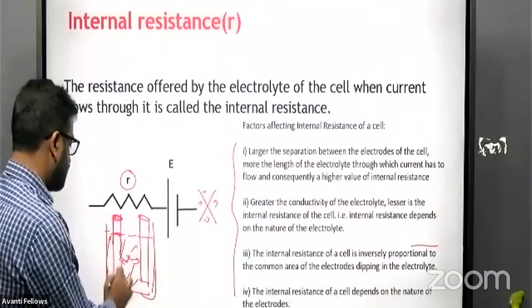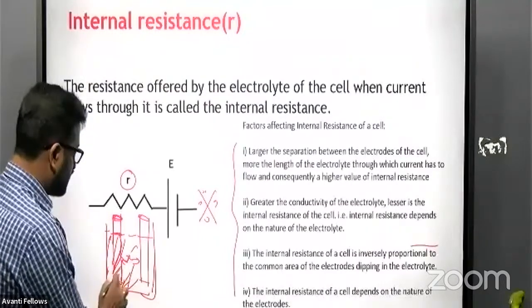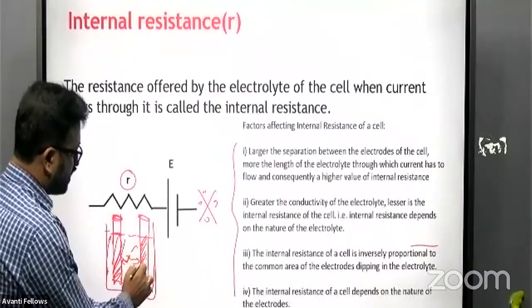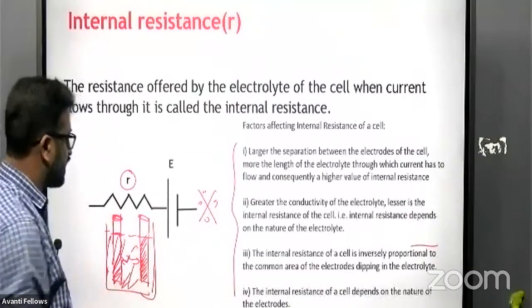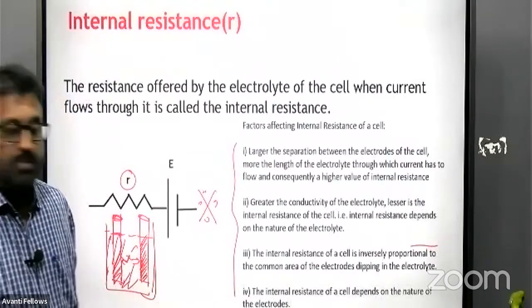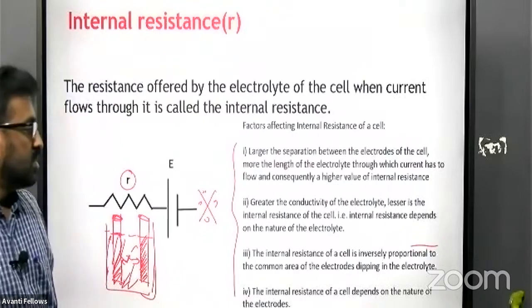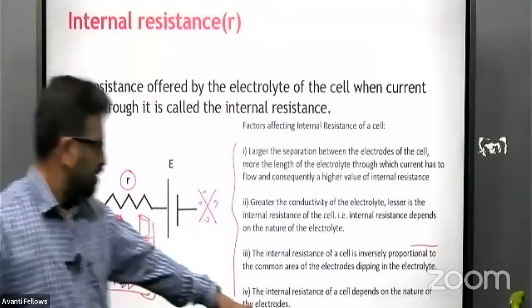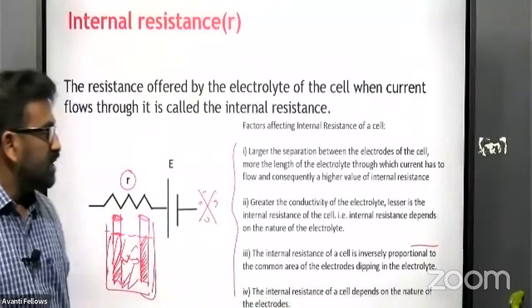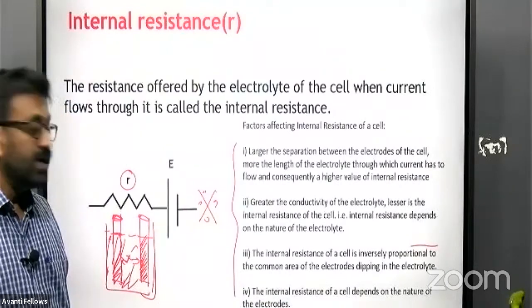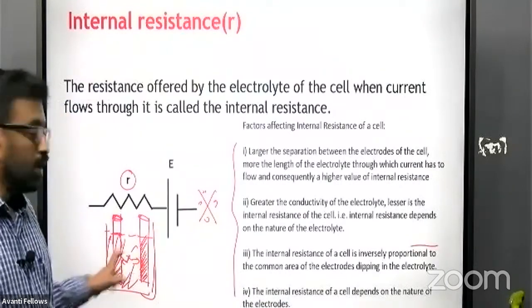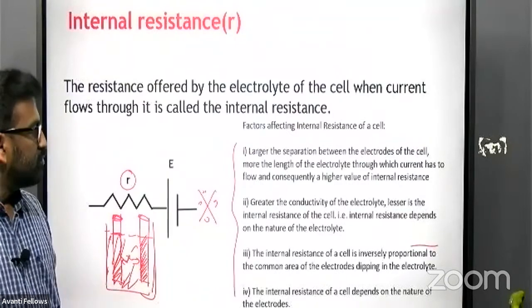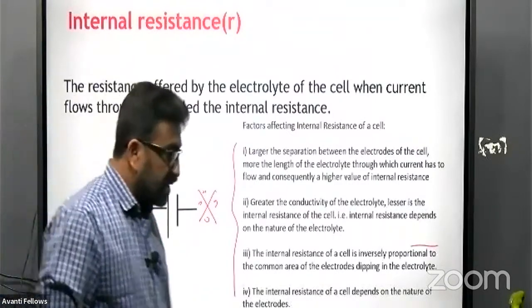This depends on the area of the electrode which is dipping inside the electrolyte. Then the last point: internal resistance of a cell depends on the nature of the electrodes also. So these are the four factors which affect the internal resistance of a cell.